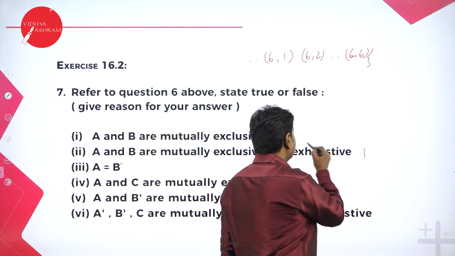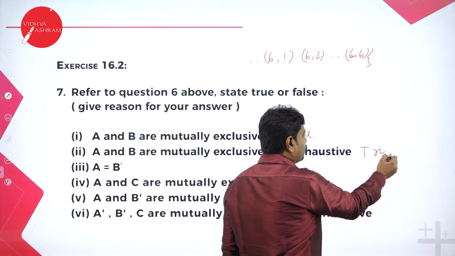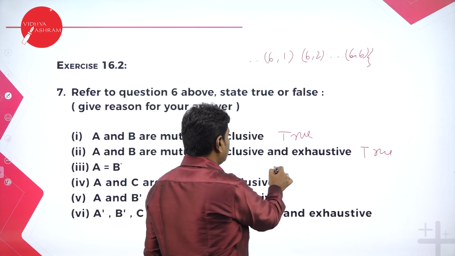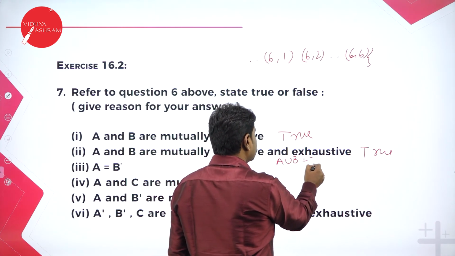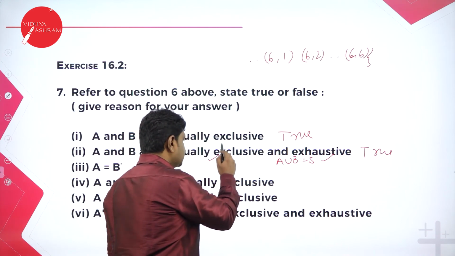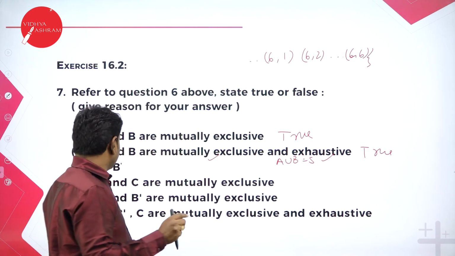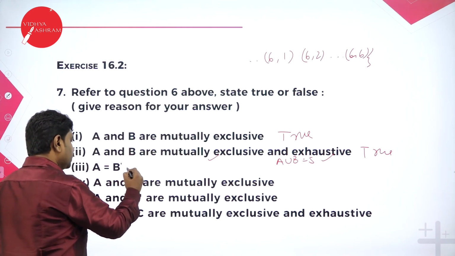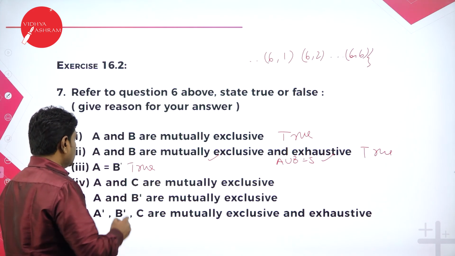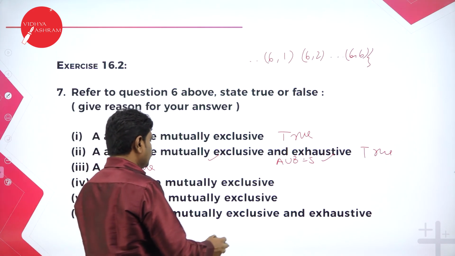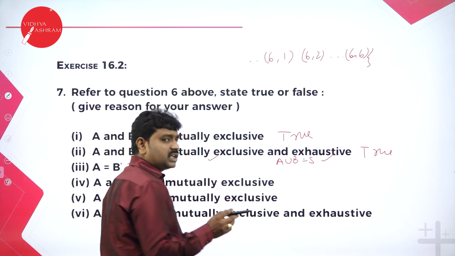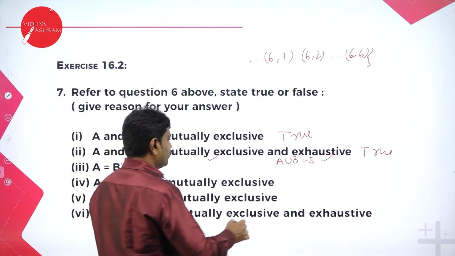It is also true. Why? Because if you do A union B, you will get the sample space. That's why it is true, and they are exclusive because there is no common element. And A is equal to B dash, they told. Yes, it is true. And A and C are mutually exclusive? A and C have common elements, so false.